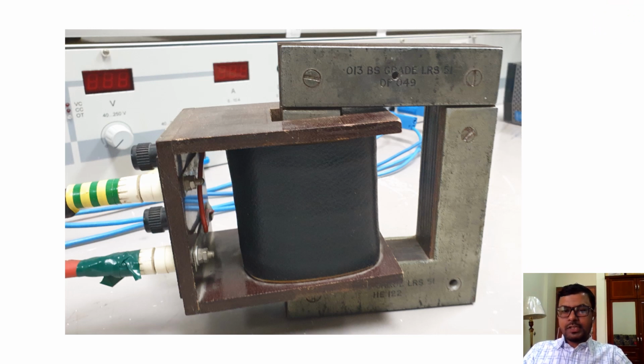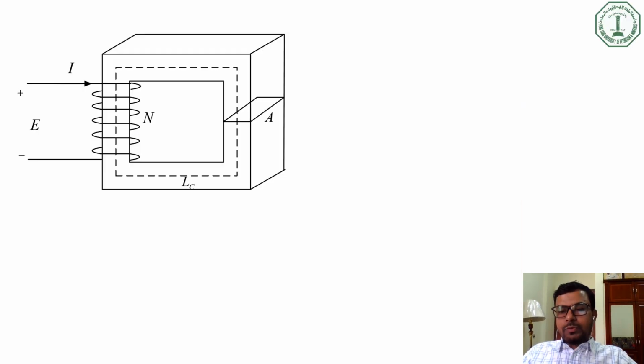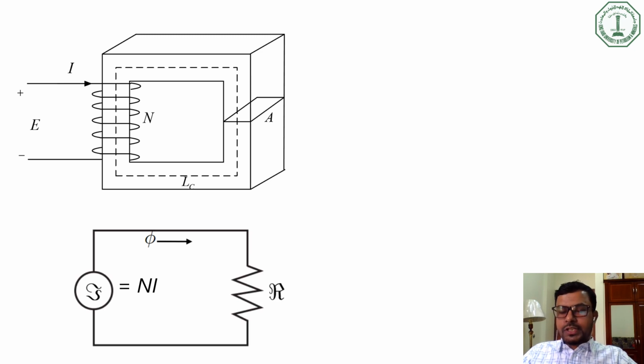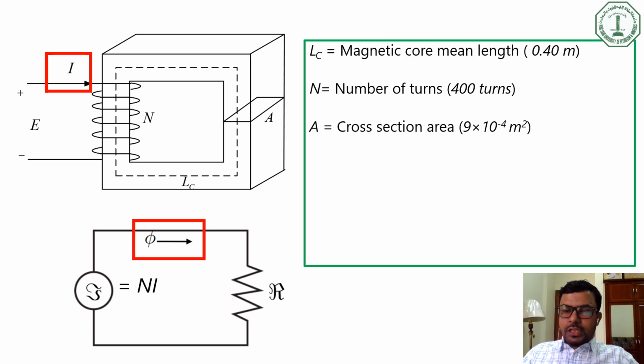As you can see, inside this black box we have the electromagnetic coil, and using the left side terminals we will be applying the current and voltage to this magnetic core. This is the schematic diagram of the magnetic core, and the bottom figure represents the equivalent circuit diagram of the magnetic core. When we apply the current I into the magnetic circuit, a flux phi will be produced using the right hand rule.